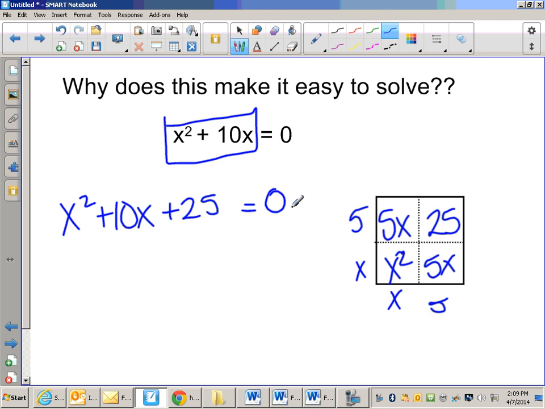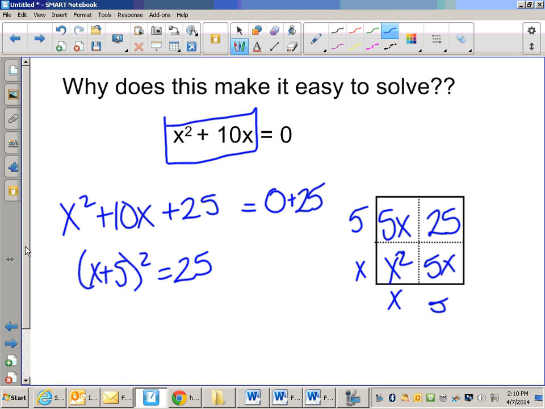0. But if I add 25 to this left-hand side, to keep this balanced, I'm going to have to add 25 to this side. I can't add 25 on the left to complete the square without adding 25 on the right to keep it balanced. So then I have, if I factor this out, this gives me the perfect square of x plus 5 times x plus 5, which is just x plus 5 squared. And 0 plus 25 is 25.